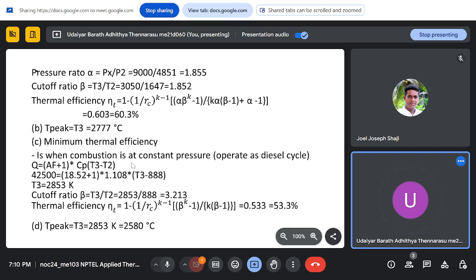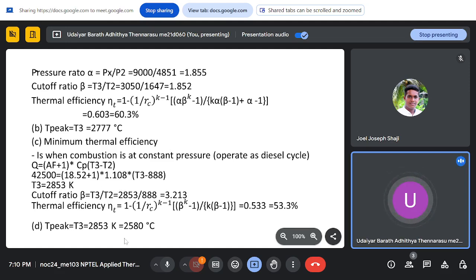So with this your states at 1 and 2 will remain the same. You can estimate T3 as heat being added at constant pressure: (AF plus 1) into Cp (T3 minus T2). Your temperature T2 is the same, 888, and other values are all the same. So substituting that you can estimate T3 as 2853 Kelvin. If you see here, this temperature is much smaller than what you got in the dual cycle. The cutoff ratio here is T3 by T2 again, since it's constant pressure. So this comes out to be 3.213.